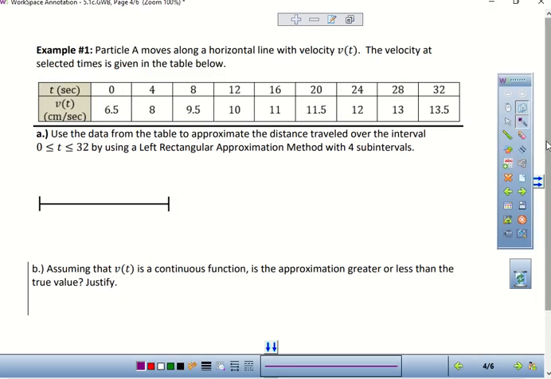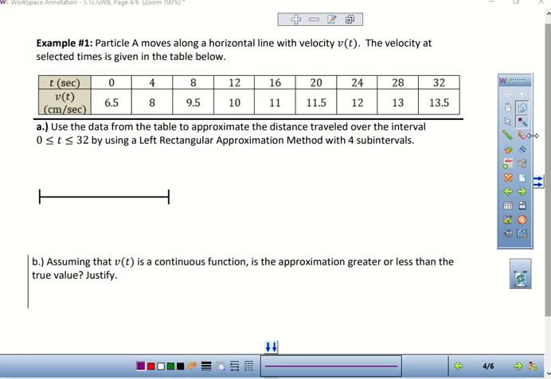All right. So this one here says a particle moves along a horizontal line with velocity v of t. The velocity at selected times is given in the table below. So first thing you should check when you're given a table of values is, is the independent variable equally spaced? Would you say yes or no? Yes. Independent variable is time, and it's going by 4, correct.